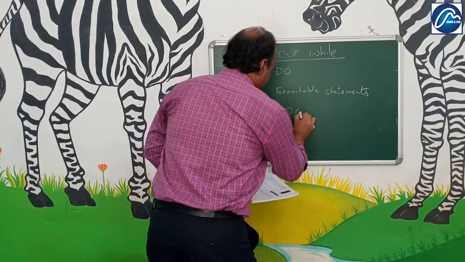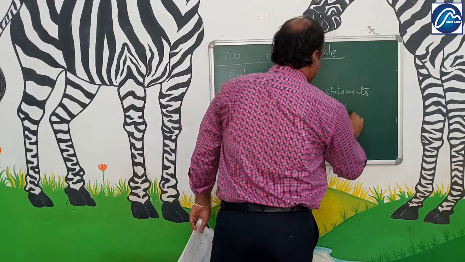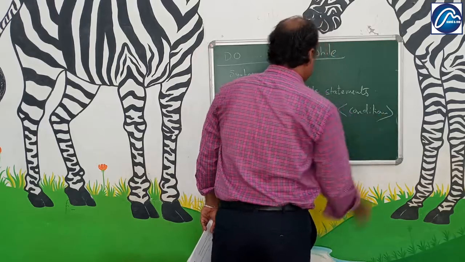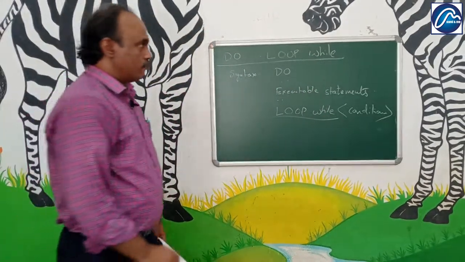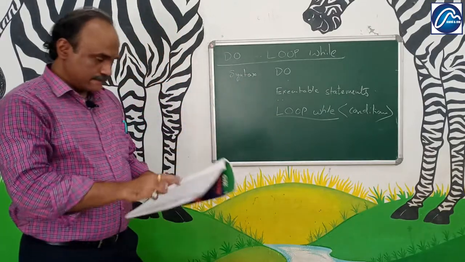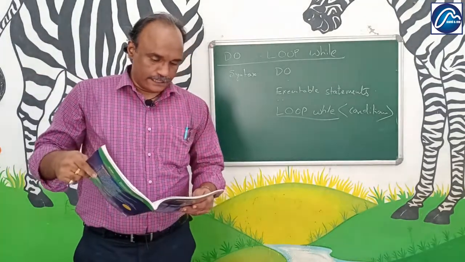Loop while. These are the conditions, test conditions. And this also is the end of the loop. Okay. Now how you will be writing a program using this syntax, that I will be telling you now by taking an example in your text.